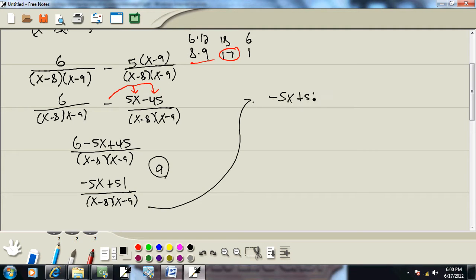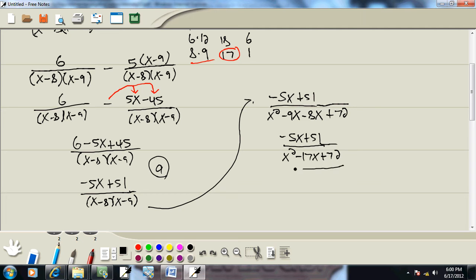Top part they left as is. And the bottom part, multiply back through. X times x is x squared. X times negative 9 is negative 9x. Negative 8 times x is negative 8x. And negative 8 times negative 9 is 72. FOIL if you learned that method. Combine together like terms. Negative 9x, negative 8x is negative 17x plus 72. And that's our answer.